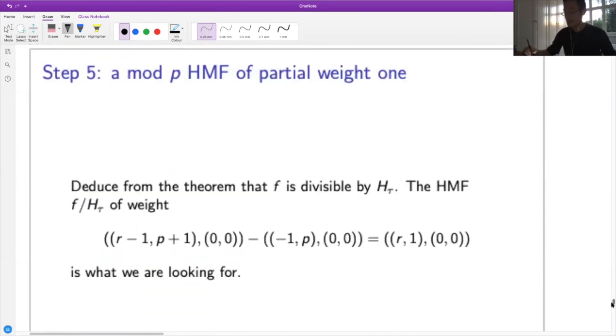So now I can divide by that theorem, and what you get is the Hilbert modular form f divided by H tau, whose weight, if you calculate this subtraction, this is the weight of the Hasse invariant at tau, is this number, which is exactly the weight that you want. Hence, this step is complete.